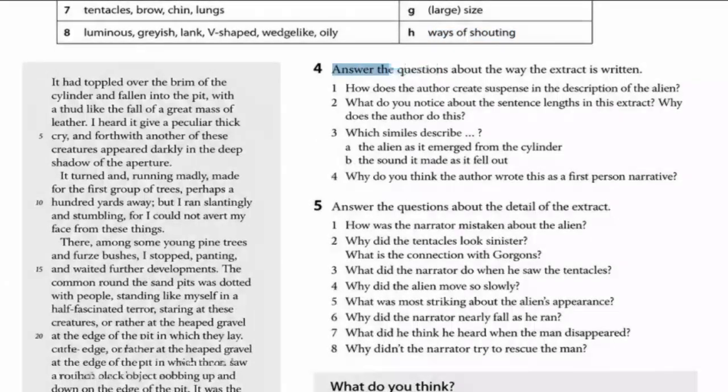4. Answer the questions about the way the extract is written. 1. How does the author create suspense in the description of the alien? 2. What do you notice about the sentence lengths in this extract? Why does the author do this? 3. Which similes describe the alien as it emerged from the cylinder, and the sound it made as it fell out? 4. Why do you think the author wrote this as a first-person narrative?